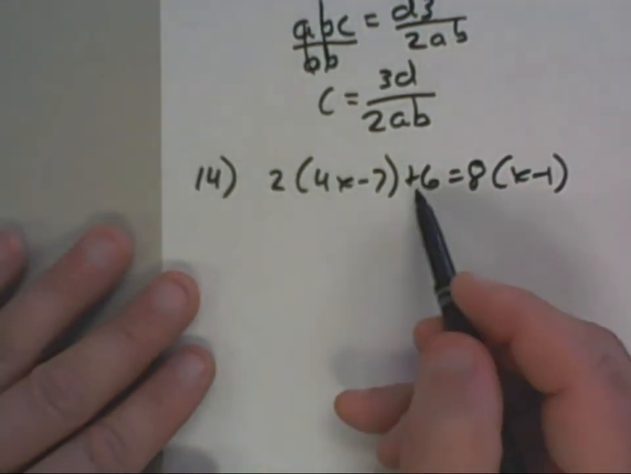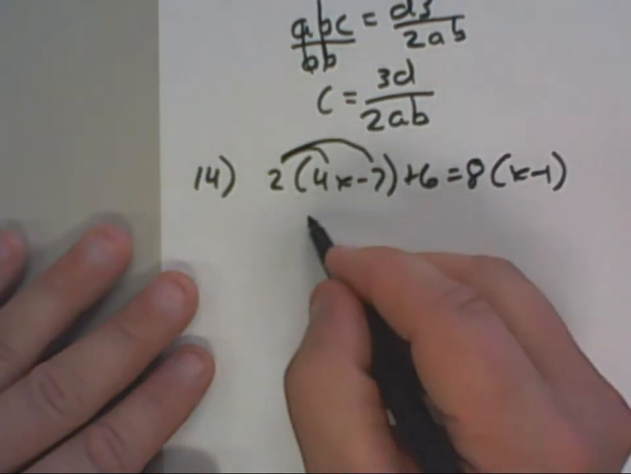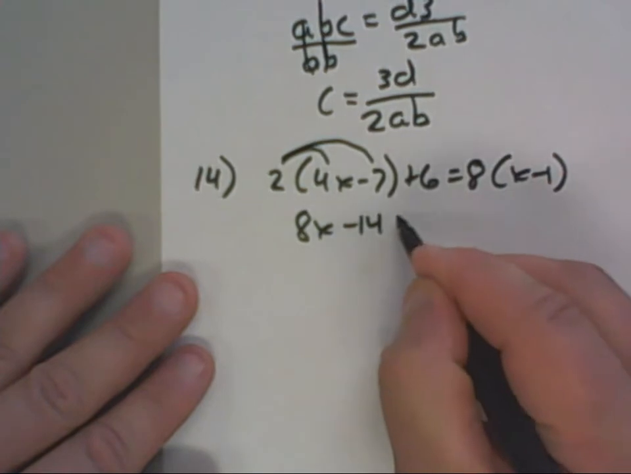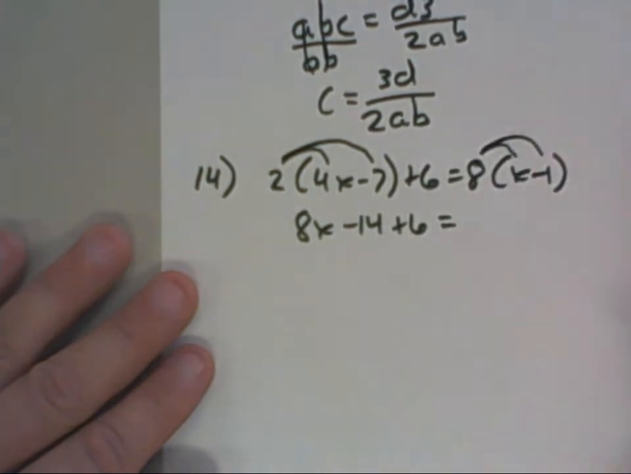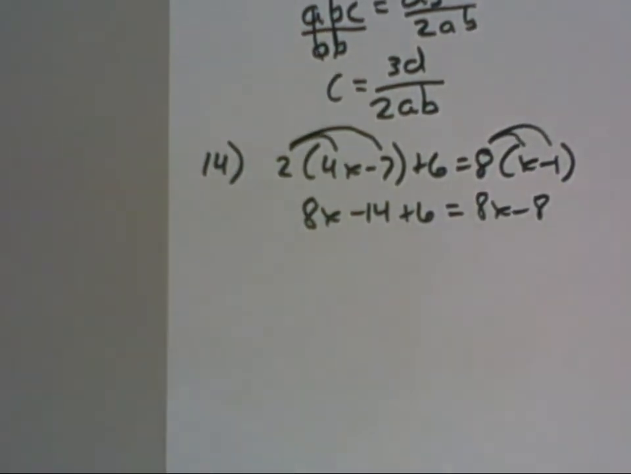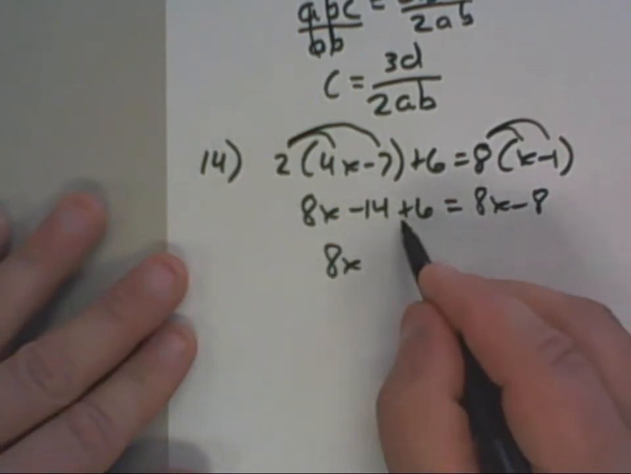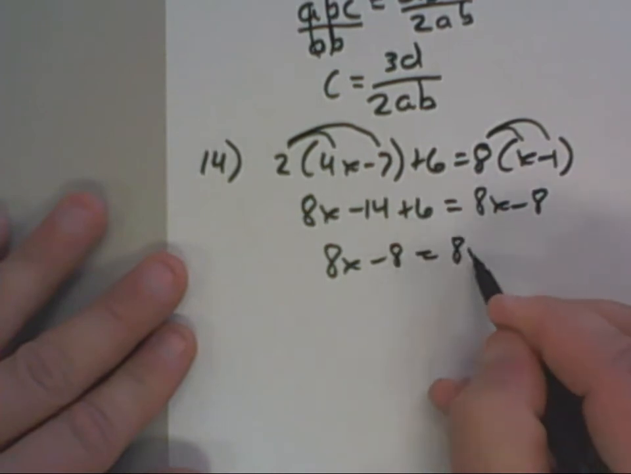If I simplify the left side of the equation, I'm going to start by using the distributive property. I'll take 2 times 4x, which is 8x, and 2 times -7 is -14, plus 6. Equals, if I use the distributive property on the right-hand side of the equation, I'll have 8x minus 8. And so I could simplify here. A -14 and a +6 is a -8, equals 8x minus 8.